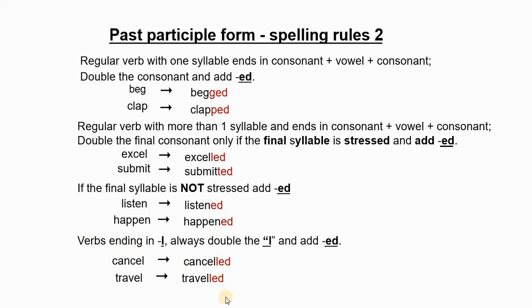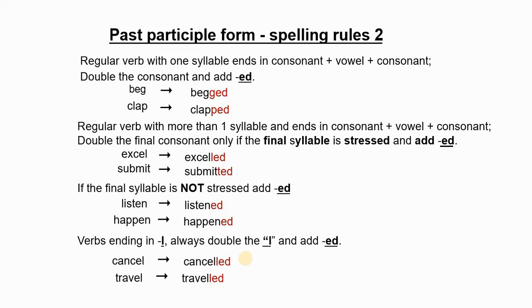Verbs ending in L always double the L and add ed. Cancelled, travelled. But this is in British English. In American English, just follow the normal rule above. Cancel, you just add ed. Travel, just add only ed. Again, when you double the L, this applies only in British English, and this doesn't apply in American English.